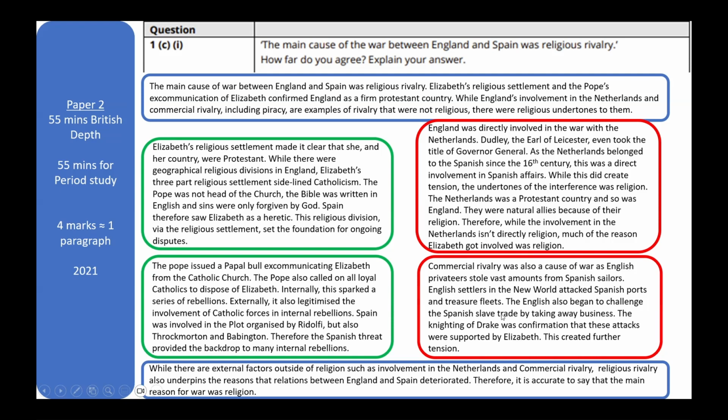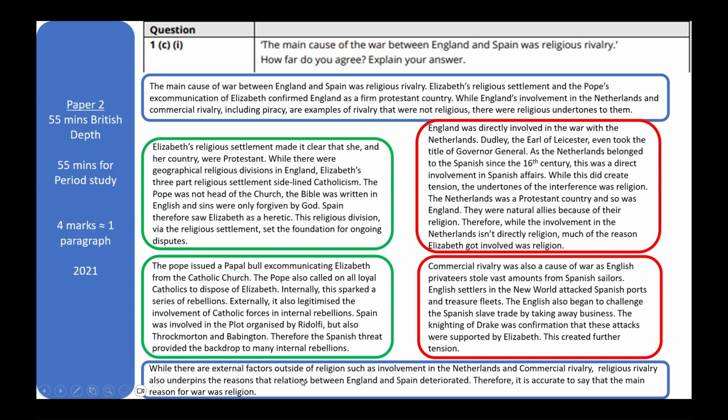Finally, commercial rivalry was also a cause of war, as English privateers stole vast amounts from Spanish sailors. English settlers in the New World attacked Spanish ports and treasure fleets. The English also began to challenge the Spanish slave trade by taking away business. The knighting of Drake was confirmation that these attacks were supported by Elizabeth. This created further tension. While there are external factors, so now I'm going to the conclusion.